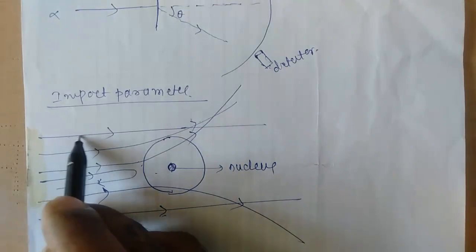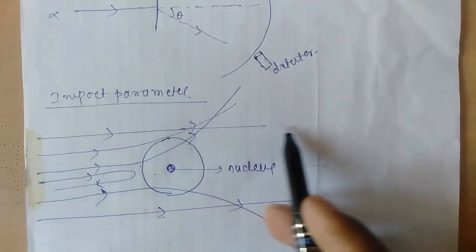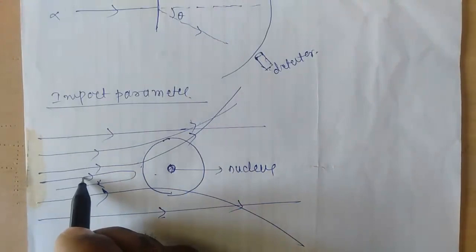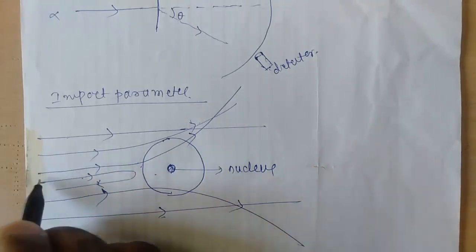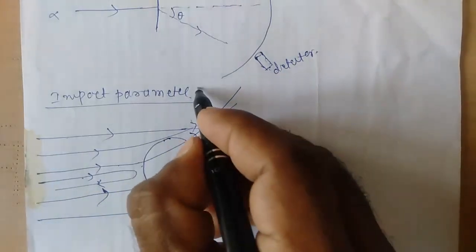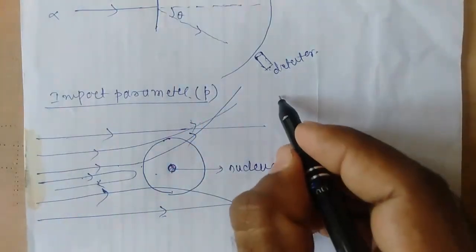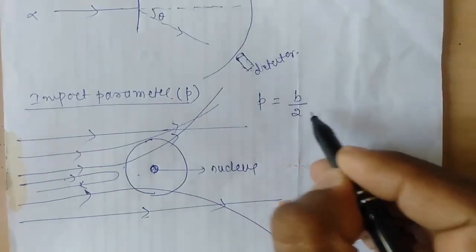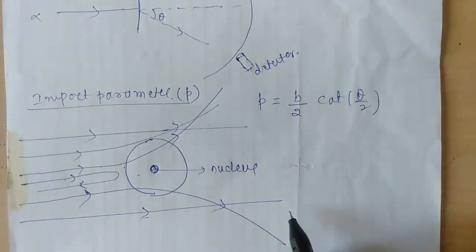Those alpha particles which are incident a little bit away from the nucleus pass undeviated. So what is the impact parameter? The impact parameter means the perpendicular distance of the alpha particle from the original or initial velocity direction. It is represented by the symbol small p, and we have obtained the derivation for the impact parameter, that is p is equal to b divided by 2 into cot of theta by 2, where theta is known as the scattering angle. We should remember these formulas.